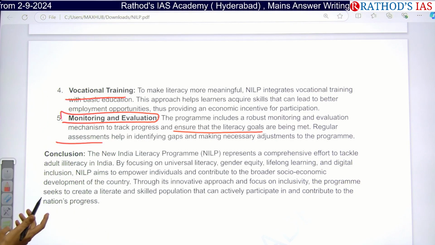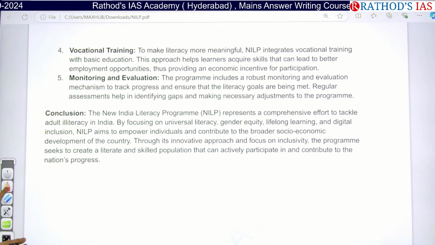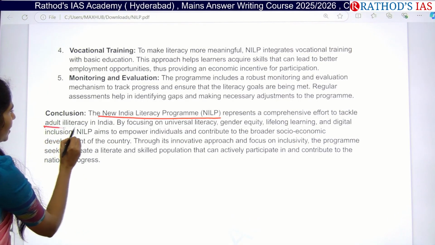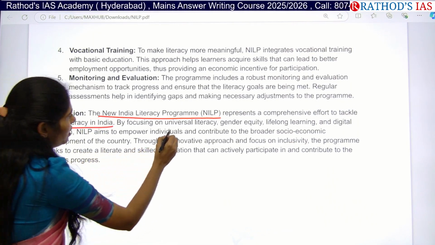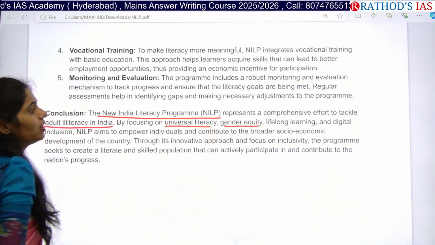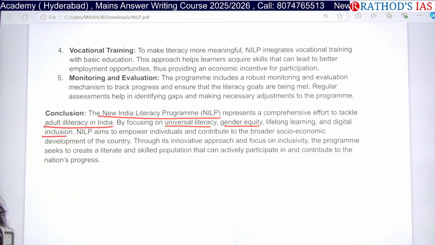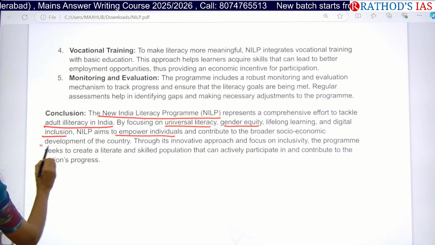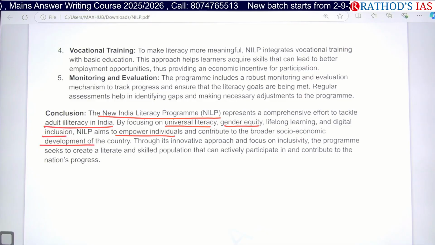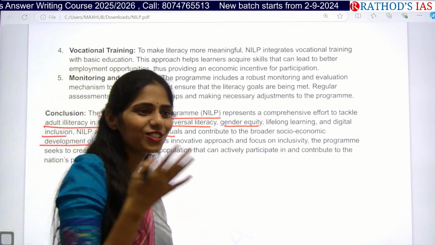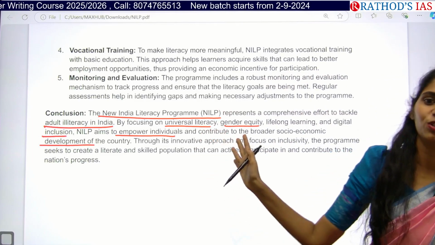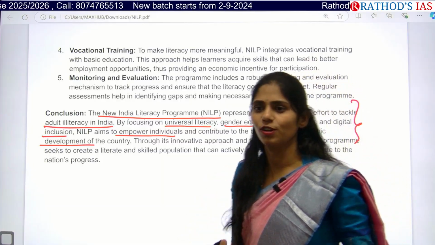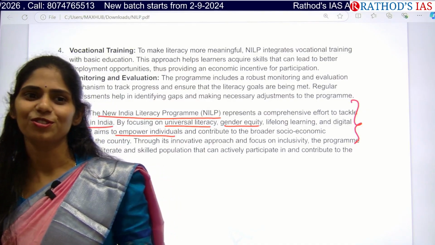Okay, so in conclusion, I came up with a summing up of important points. The New India Literacy Program represents a comprehensive effort to tackle adult literacy in India, the same point, so that we are focusing on universal literacy, gender equity, lifelong learning, digital inclusion, and also empowering individuals so that we can focus on the broader socio-economic development of our country. And you have to write inclusive society, inclusive governance, whatever inclusive words you can write, you can add those things so that you can write at least 2 to 3 lines of conclusion. That should be very solid. So in this way, you have to write your answer.